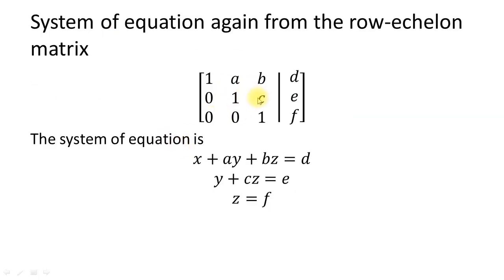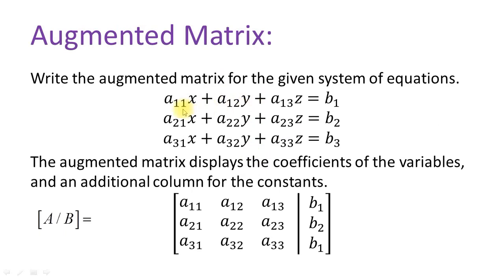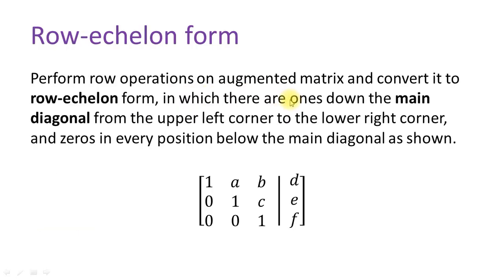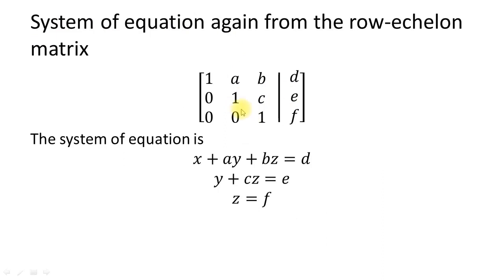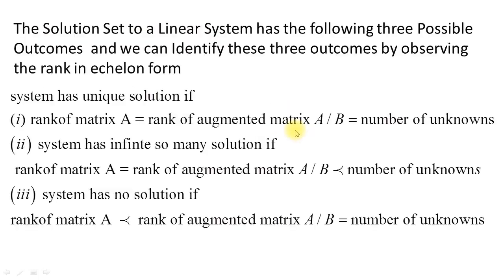Dear students, this is the echelon form. In this echelon form, this is the matrix A, and this full matrix is the augmented matrix. Here the rank of A is 3, the rank of the full matrix is also 3, and there are 3 unknowns in the given system: the unknown x, the unknown y, and the unknown z. So when we obtain the echelon form from the augmented matrix, check the rank of matrix A and the rank of the full augmented matrix. If the rank of A is equal to the rank of the augmented matrix and equal to the number of unknowns, then the system has a unique solution.